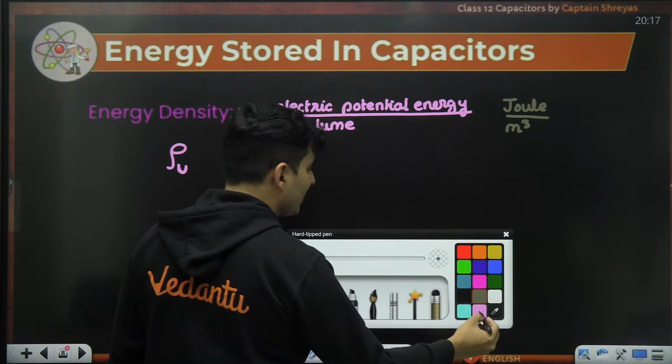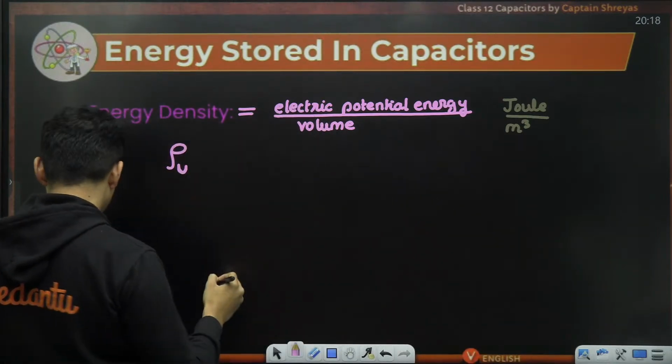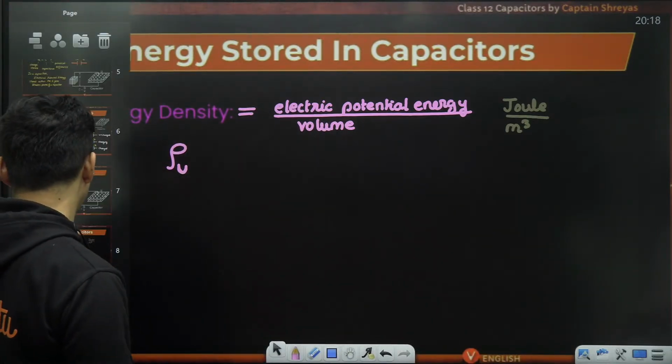Okay. So how much is this energy density going to be? Well, not a big deal to figure it out.